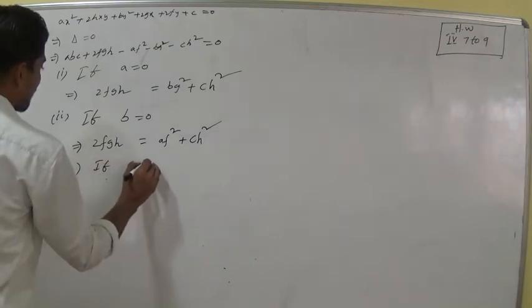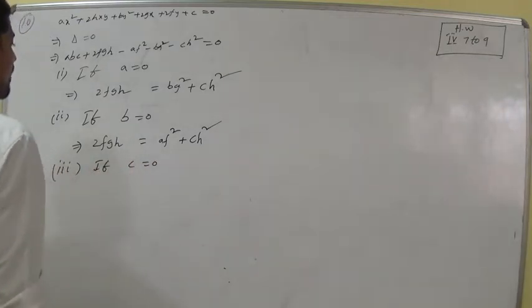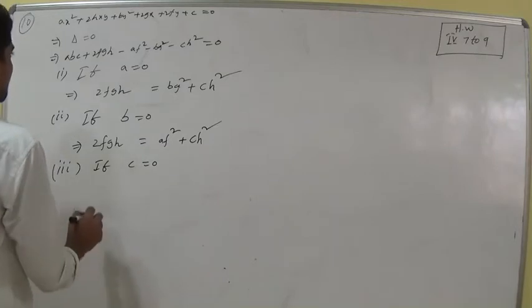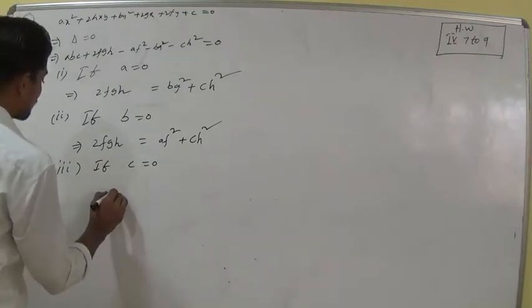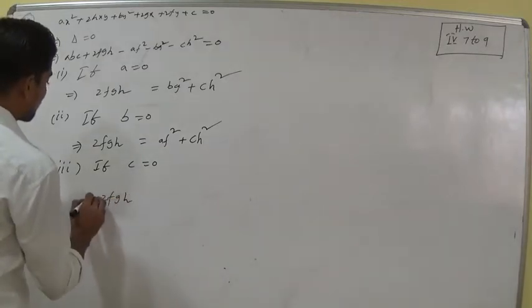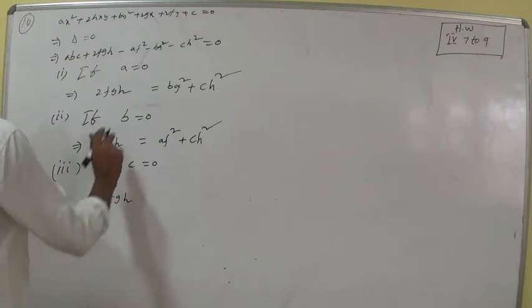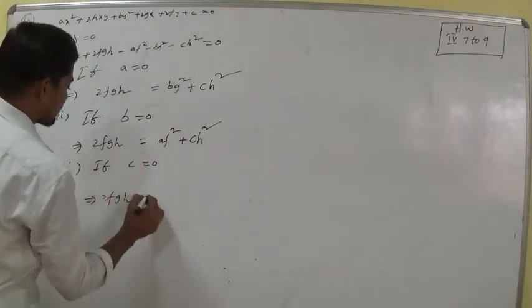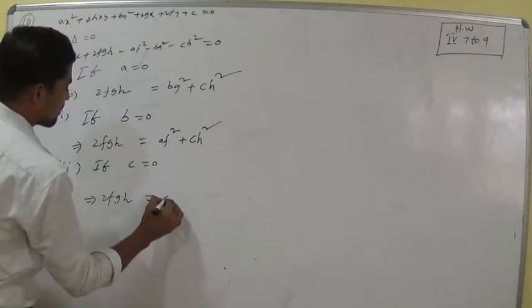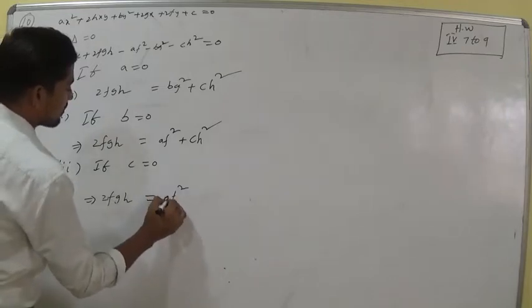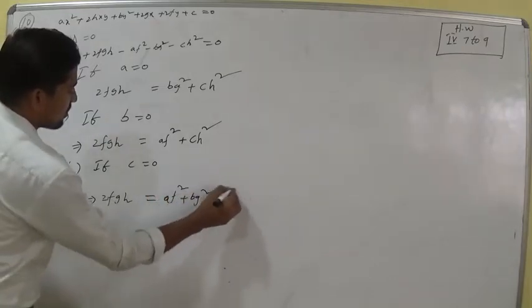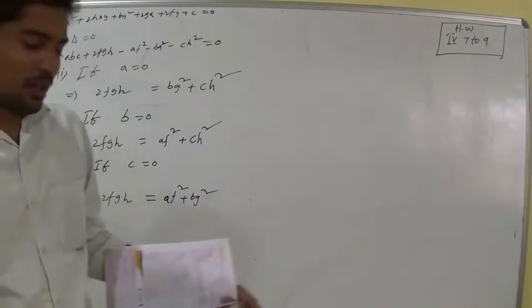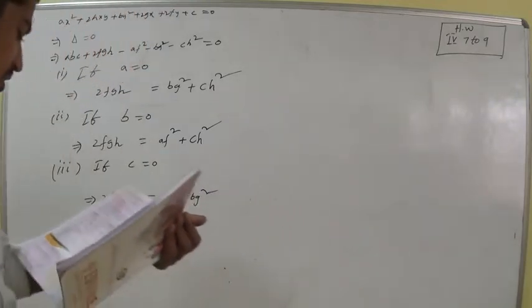If c is equal to 0, then 2fgh is equal to af square plus bg square. Clear?